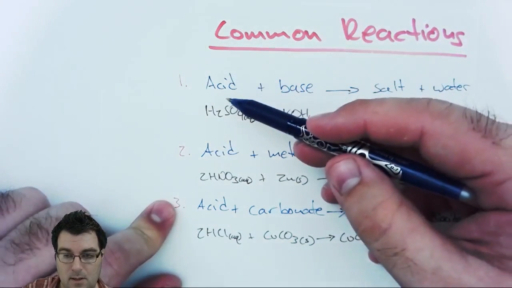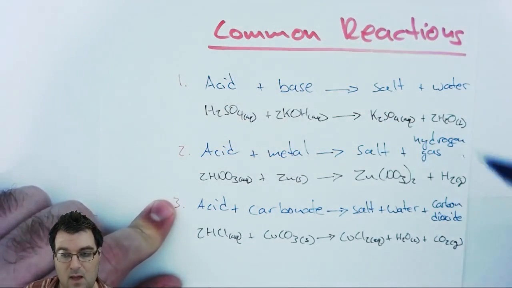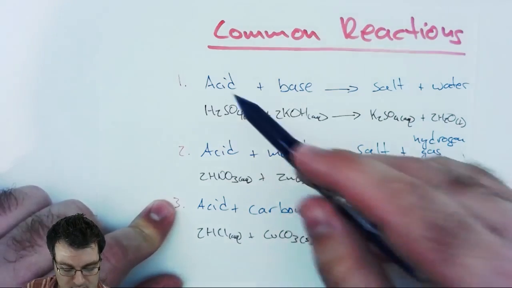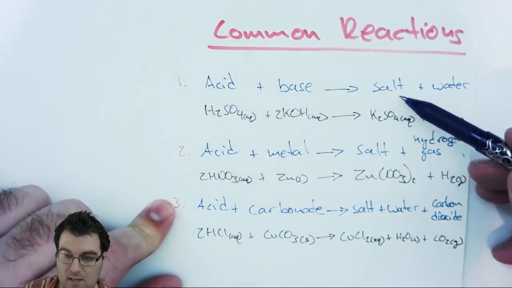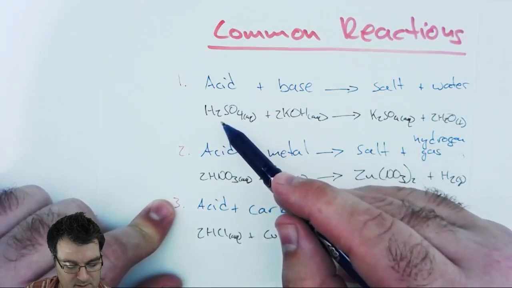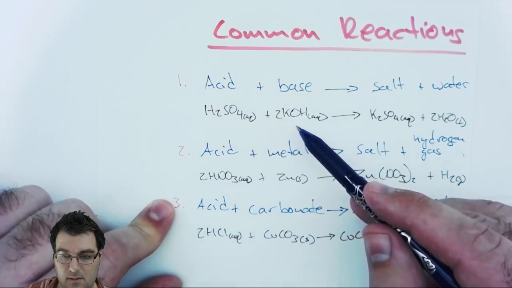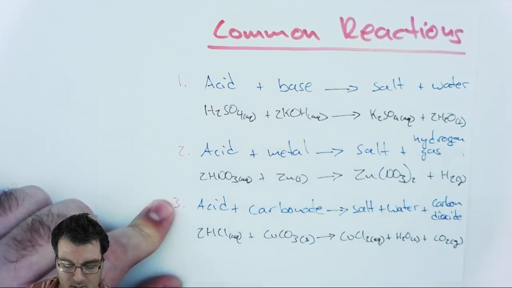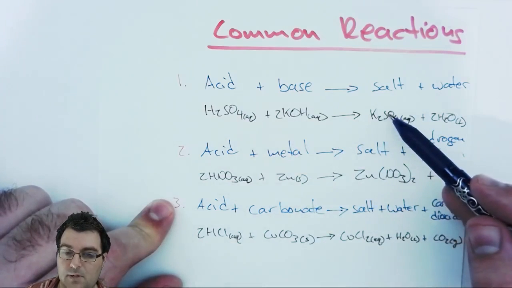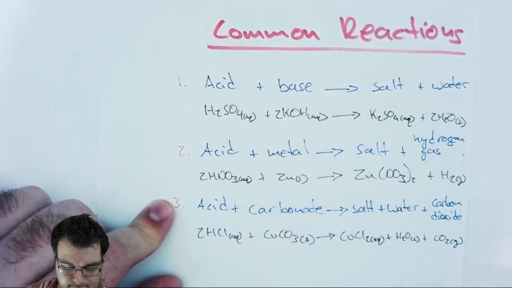All right. Now, with our common reactions, an acid plus a base, this is a classic neutralization reaction. Acid plus base gives us salt and water. And we have an example just here where we have sulfuric acid reacting with potassium hydroxide to form potassium sulfate and water.